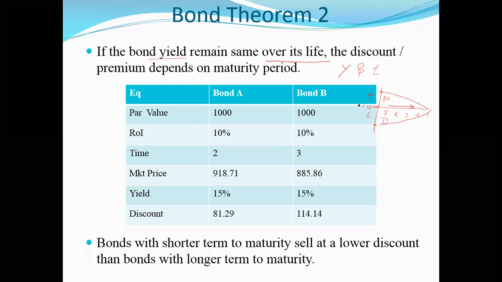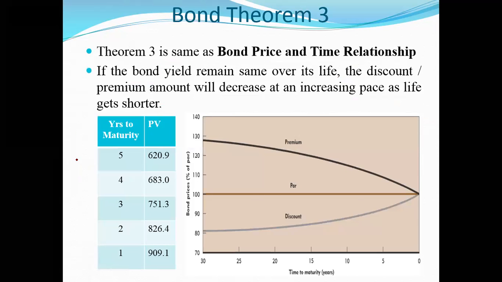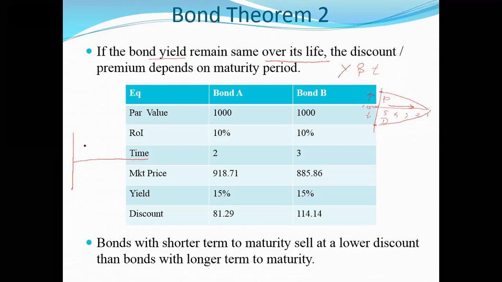I repeat once again, for those who have not understood, please pay attention here. Theorem 2 talks about a relationship between time to maturity and the yield. It says that as the time to maturity comes closer, whether there is a discount on the bond or a premium on the bond, it will become zero, or it will come close to the face value of the bond. That is what it says. Clear?